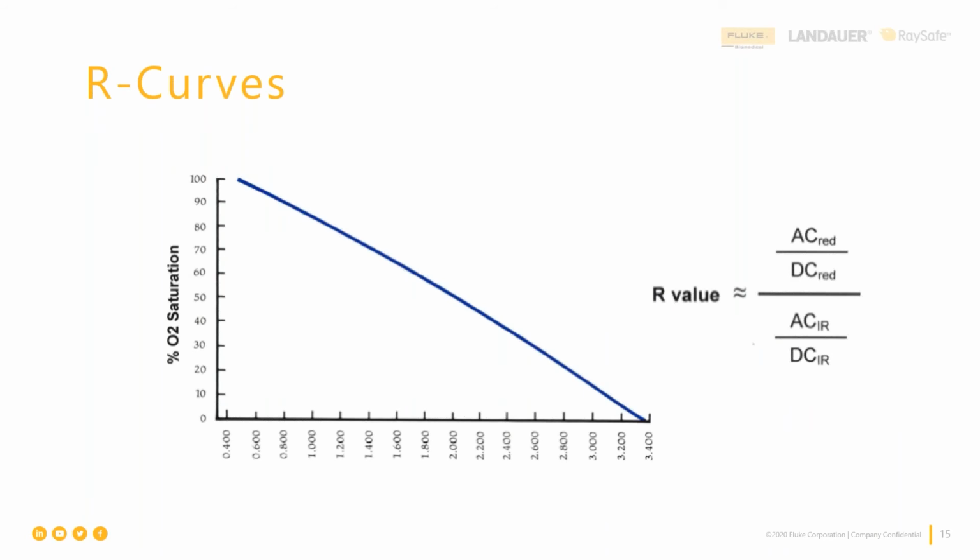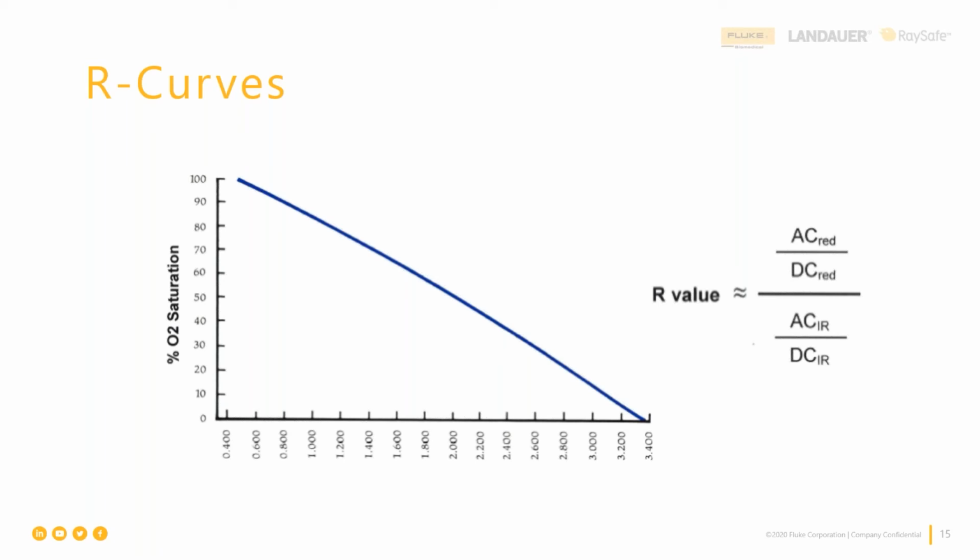So there's also another ratio, but essentially it's the same one. And this is what SpO2 monitors use. And it's basically a lookup table of ratios across a range, right, which gives you this graph here. And that's called an R curve.